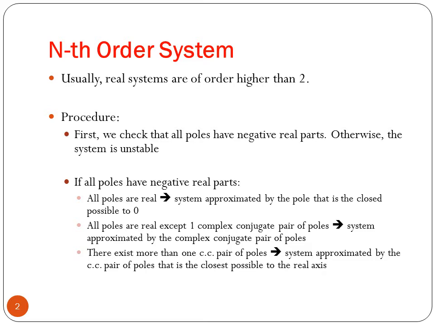The second case is if we have one complex conjugate pair of poles and all the other poles are real. So we'll approximate the system by this complex conjugate pair of poles. And the third case is a combination of the two previous cases. So if we have more than one complex conjugate pair of poles and other real poles, we'll approximate the system by the complex conjugate pair of poles which is the closest possible to the imaginary axis.